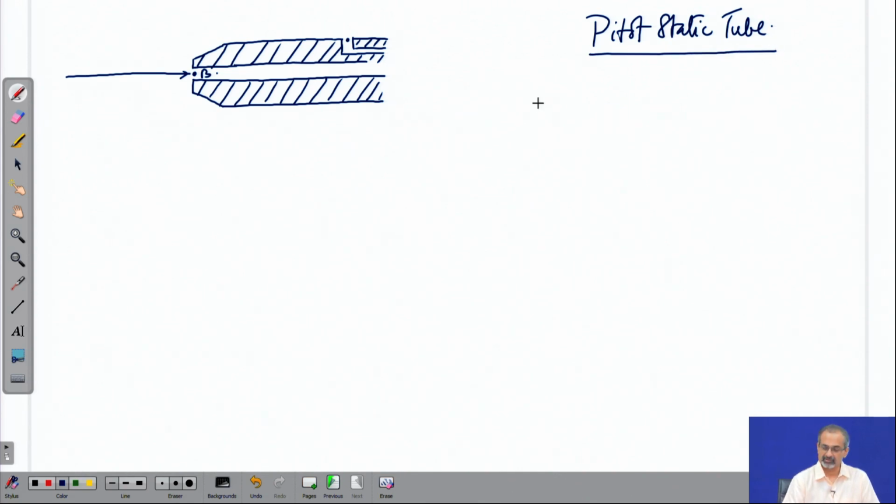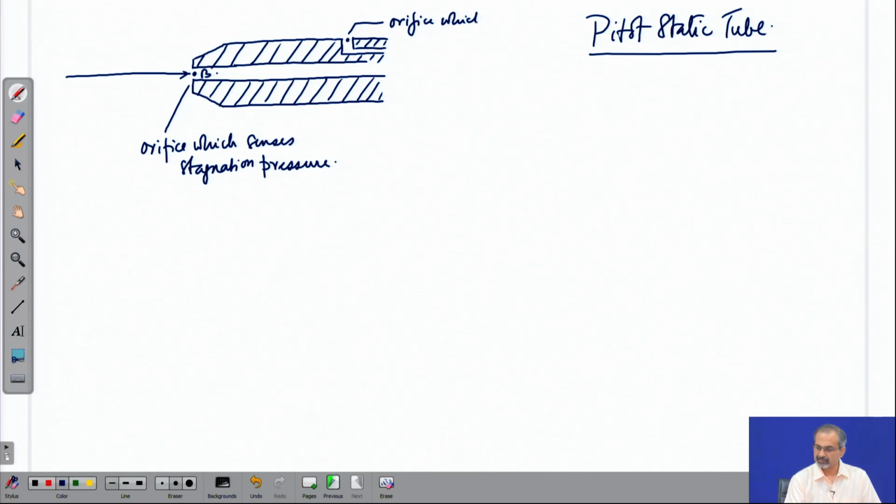Of course, it has a tubular structure, but it has different orifices. So, it has one orifice which senses stagnation pressure. And there is another orifice which senses static pressure. Let us say it is immersed in a flow field and we are drawing some typical streamlines.